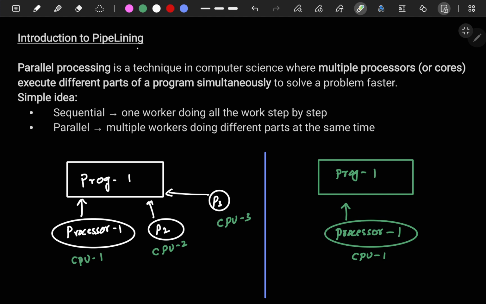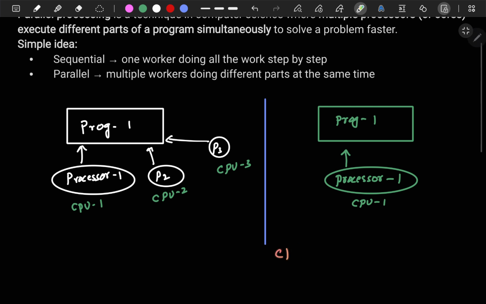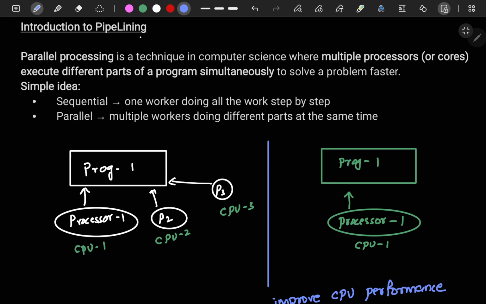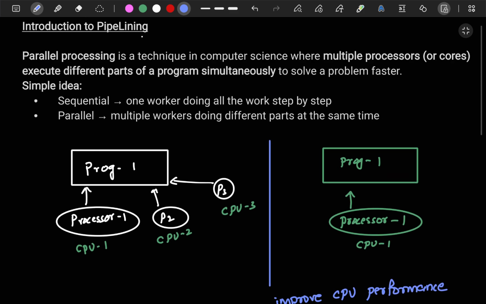Why we need all these techniques is to improve the CPU performance. That's it. We want to improve CPU performance, and for that purpose we are doing all these techniques, right? So I hope you understood why we need pipelining. In the next lecture I will cover the pipelining technique. Okay, fine.